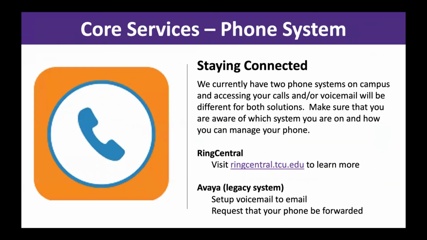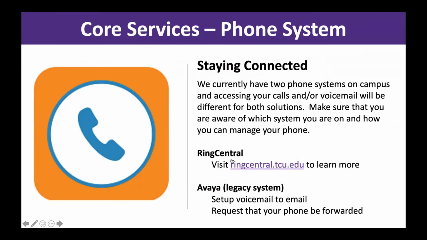Let's go into the phone system on campus. All right, so we're getting close to the end. We're going to go through one or two more services. So we have two different phone systems on campus, just like we're rolling out Okta MFA to replace MyTCU 2FA. We have two systems on campus, one called RingCentral and one that's a legacy system called Avaya.